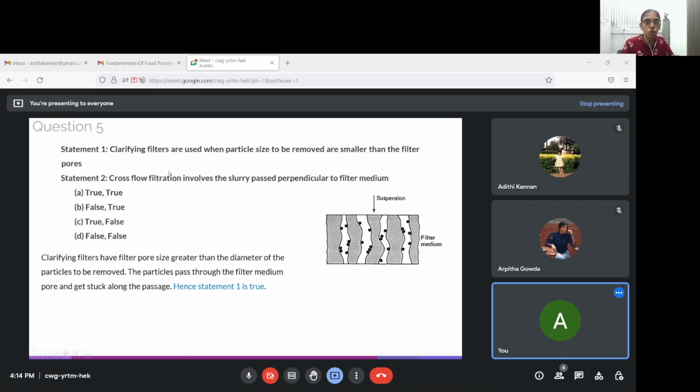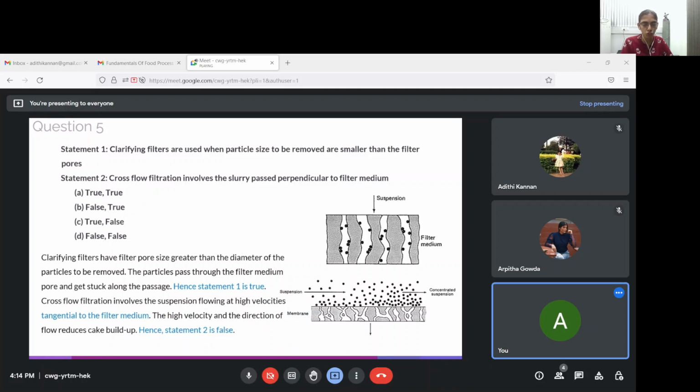So statement 2: cross-flow filtration involves slurry passed perpendicular to the filter medium. What happens in cross-flow filtration is that the slurry is passed in a direction that is tangential to the filter membrane. So you are not passing the slurry perpendicular to the filter medium, you are passing it in a tangential way. When you pass it at very high velocities in a tangential way, you are preventing the deposition that might happen.